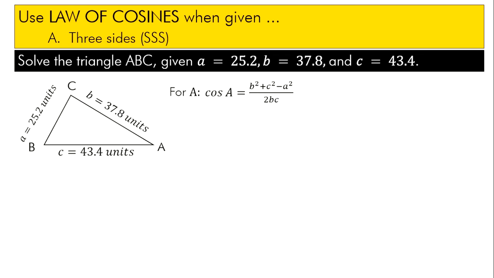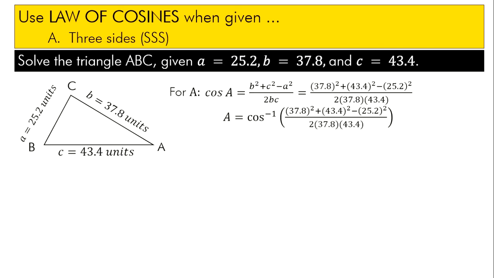All we need to do is substitute this. We have 37.8 squared plus 43.4 squared minus 25.2 squared all over 2 times 37.8 times 43.4. Since we are after angle A, we'll use the cosine inverse of this. If you calculate, you'll obtain 35 degrees, 19 minutes.